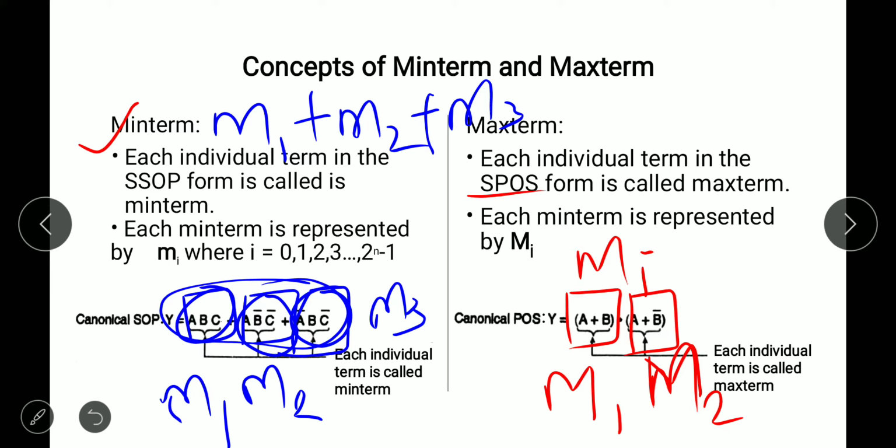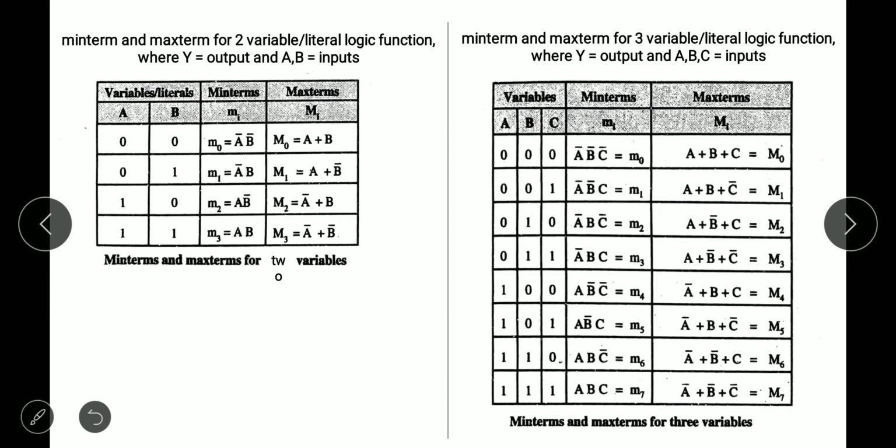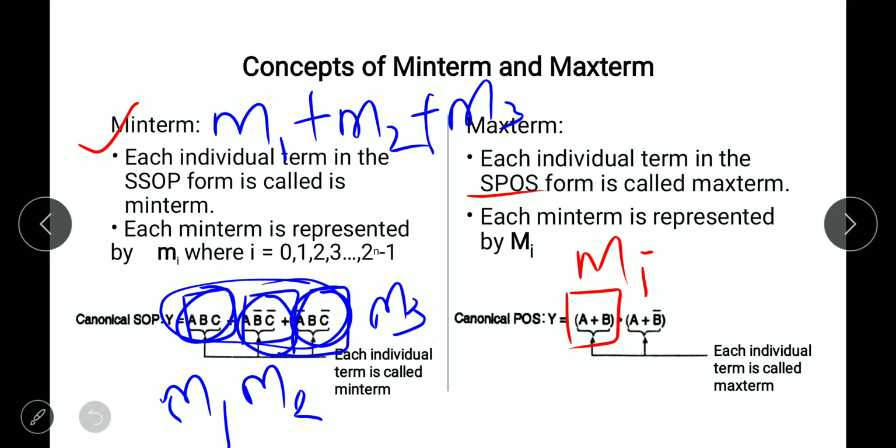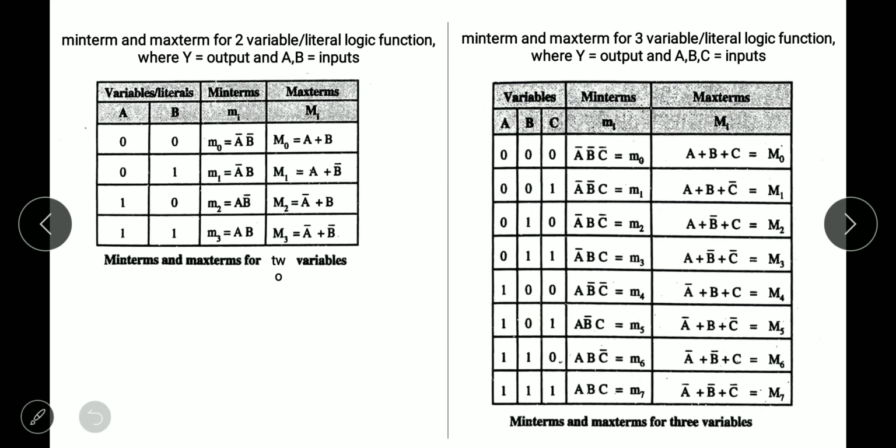Now we will see min term and max term for three variables, first for a two-variable logic function, where y is the output and A, B are the inputs. Here y is the output and A and B are two inputs, so we will write A here and B here. Since two variables are present, the combinations are 2 to the power 2, that is, 4 combinations.